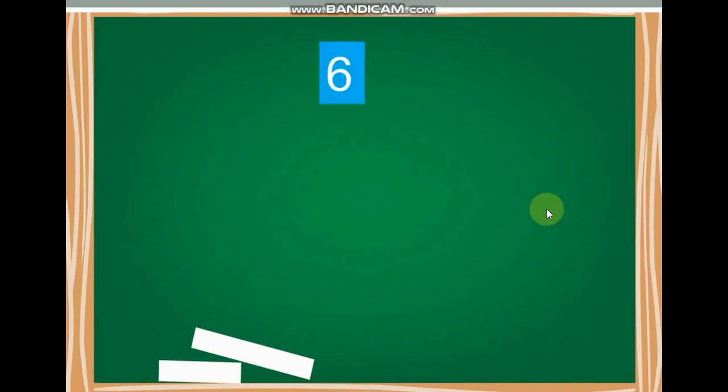Number 6. Think of a number that can divide 6. Ano bang pwedeng mag-divide sa 6 ng eksakto? Okay, ito ay number 3. Because if you divide 6 by 3, you will have 2. Ganun din, if you divide 6 by 2, you will have an answer of 3. Meaning 3 and 2 is a factor of 6.